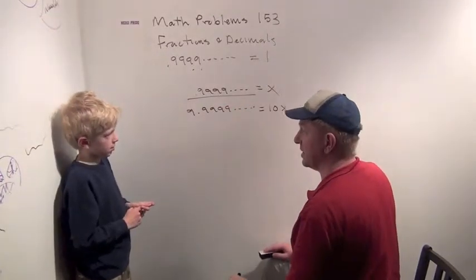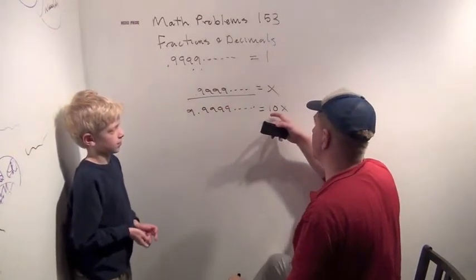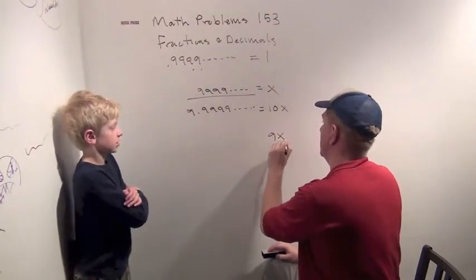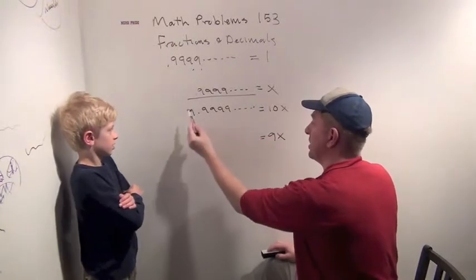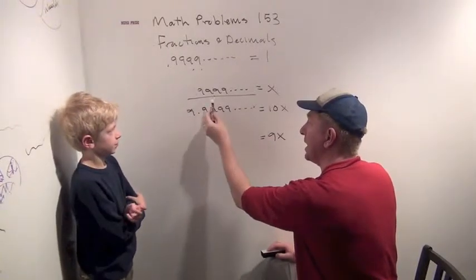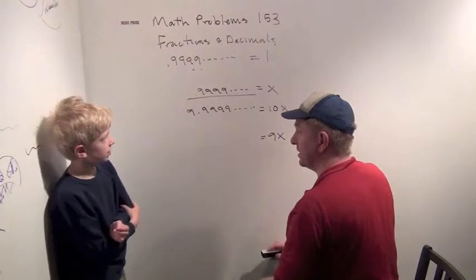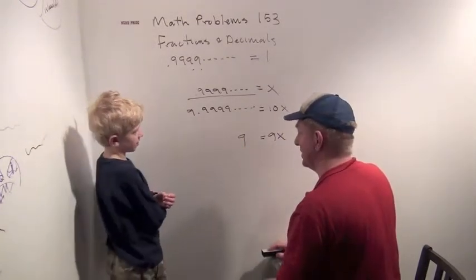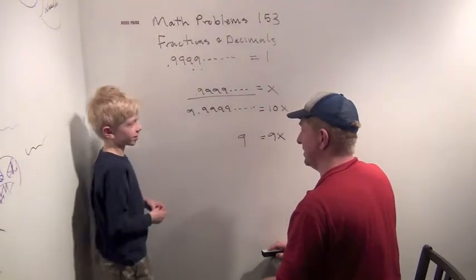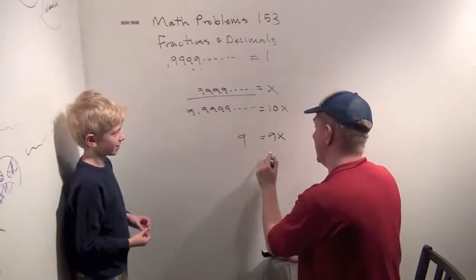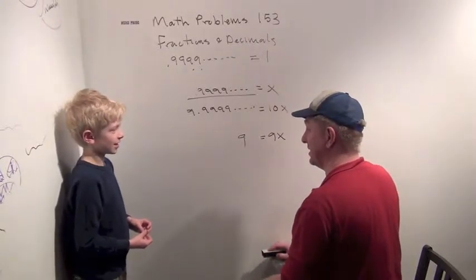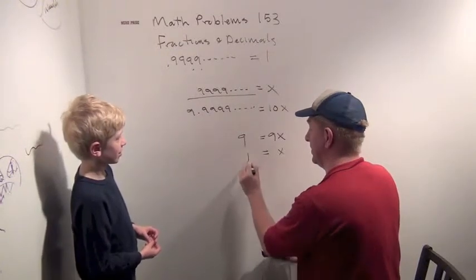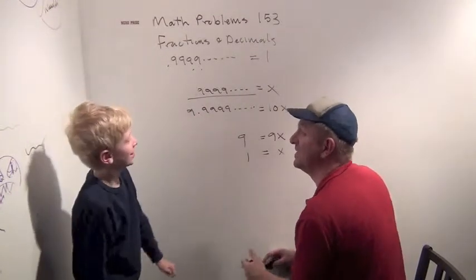This is 9.9999999. What happens when I subtract 10x minus x? You get 9x. What happens when I subtract 9.99999 minus 0.99999? You get 9. So 9x equals 9. So I can divide both sides by 9, right? And what do I get? You get just x. x equals 1.